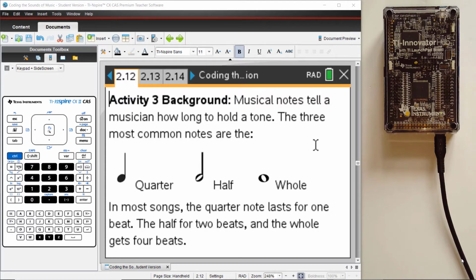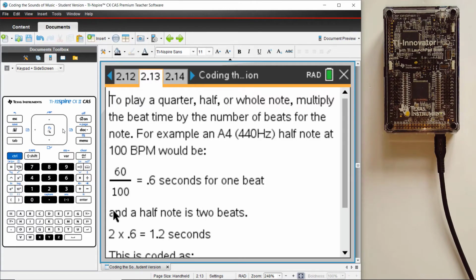Let's go to the next page to learn how to calculate how long a quarter note lasts in seconds, or how long a half note lasts in seconds, or for that matter a whole note. So to switch pages, I'm going to go to Control and ClickPad to the right. So here's an example. It says to play a quarter, half, or whole note, multiply the beat time by the number of beats for the note.